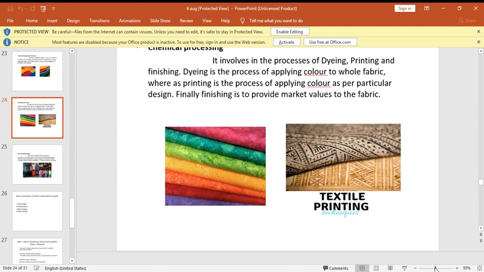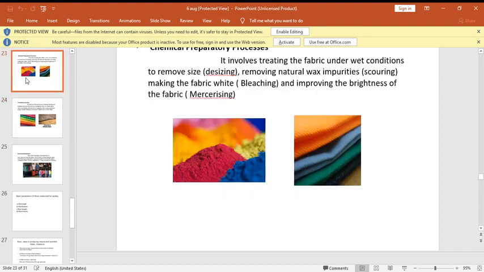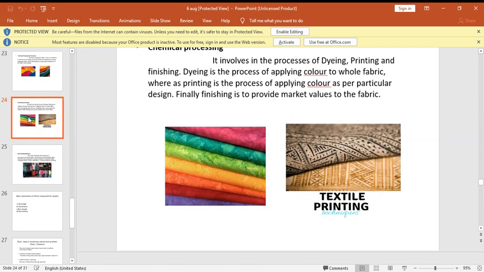Next, textile chemical processing. It involves the process of dyeing, printing, and finishing. Dyeing is a process of applying color. In the previous slide, I've shown the colors. Here, these are the colors, and we are applying them to the fabric. That is called dyeing. Dyeing is a process of applying color to the whole fabric, whereas printing is a process of applying color as per a particular design. Finishing gives market value to the fabric. We buy based on the appearance of the fabric due to the finish. Here I've shown the dyed fabrics and printed fabrics.